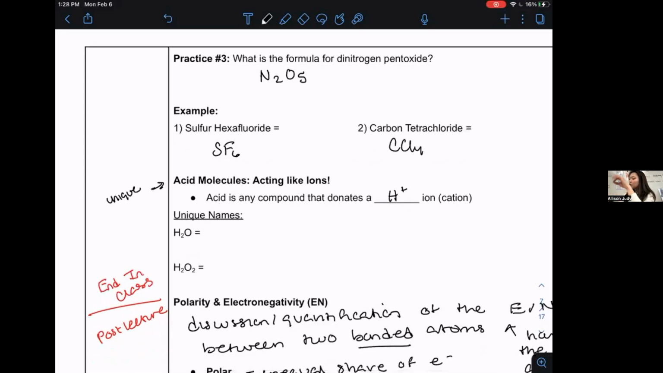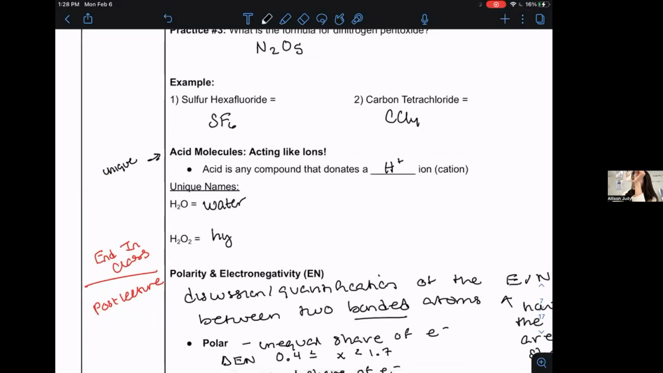There are a couple of unique names that don't follow the rules. Water. We literally just call water water. We do not call it dihydrogen oxide. I mean, you could, but it's kind of weird. There's a scientific campaign to scare people by calling it that, saying it's the most dangerous thing in the world. And you know what? The fools would believe it. Next one is hydrogen peroxide. It's not dihydrogen dioxide. We just call it hydrogen peroxide.